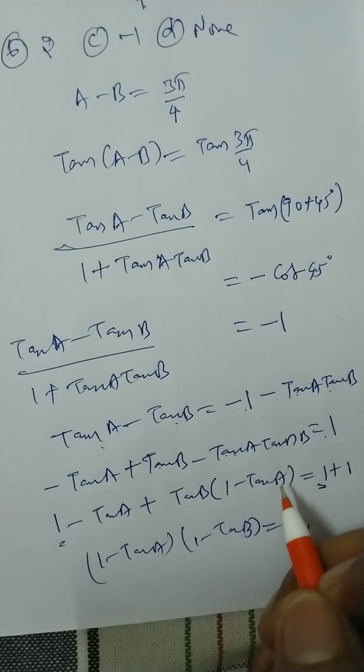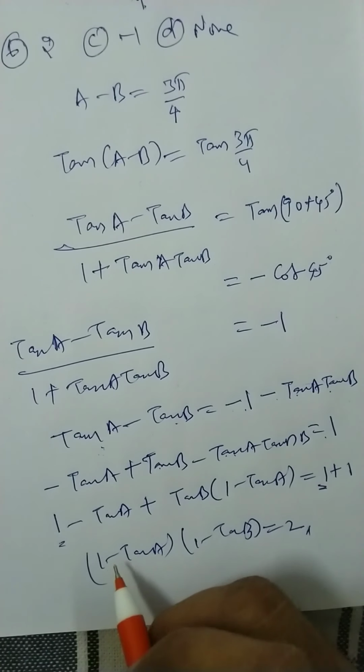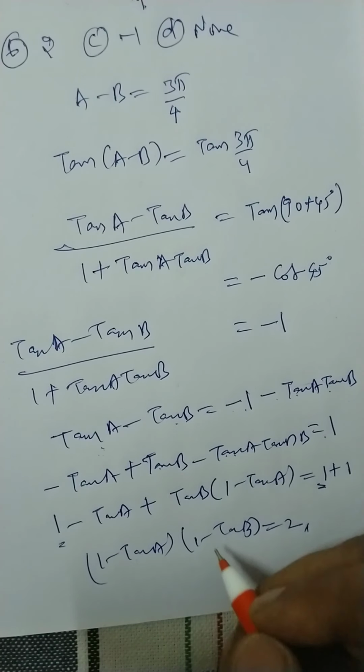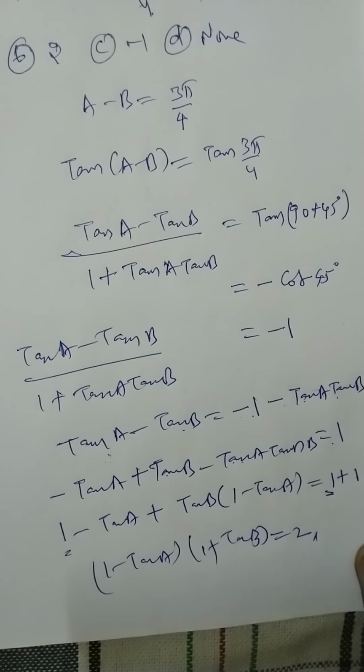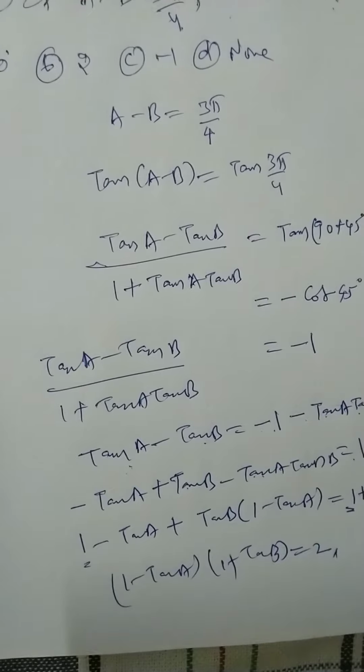Is it clear to you? I hope you understood this problem. Here the value of (1 minus tan a) into (1 minus tan b) is 2. Now we will work on another problem based on simple trigonometry.